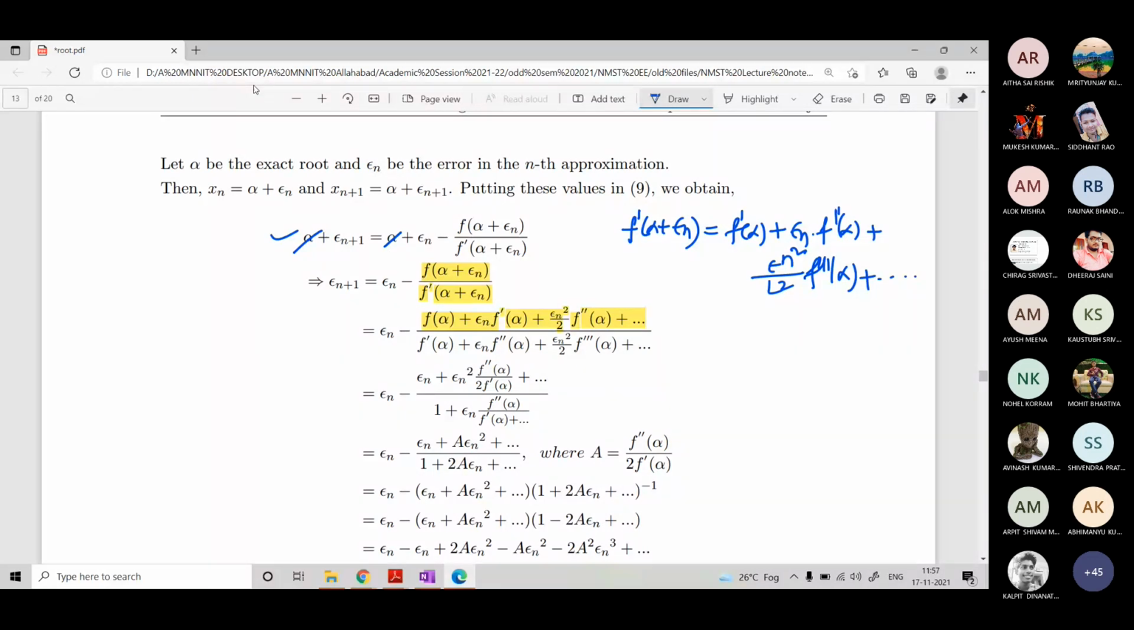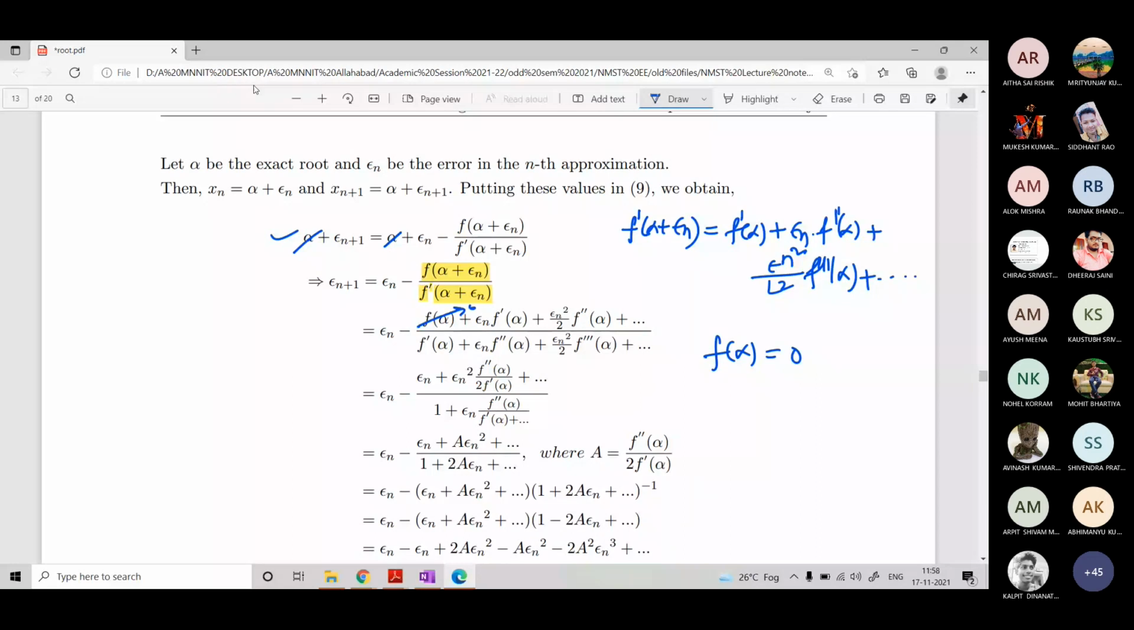Okay. Now what is f of alpha? What is f of alpha? F of alpha is 0. F of alpha is 0. So this term will be cancelled out.